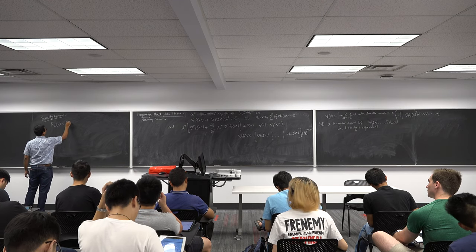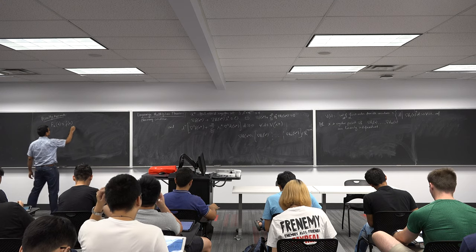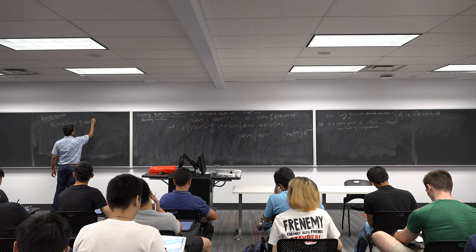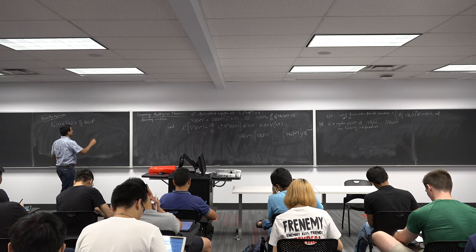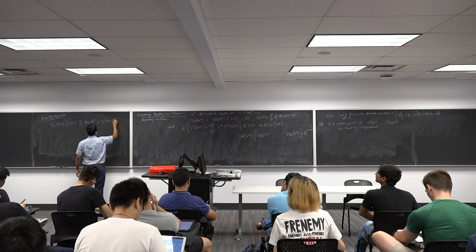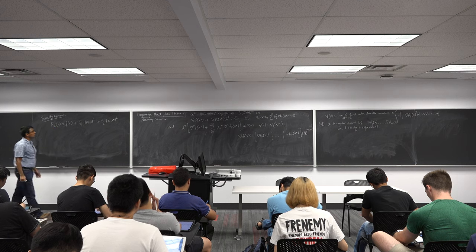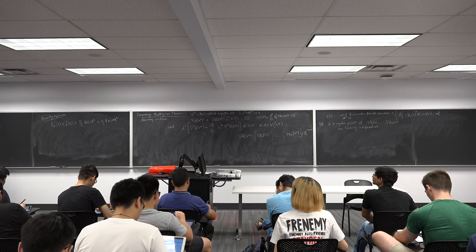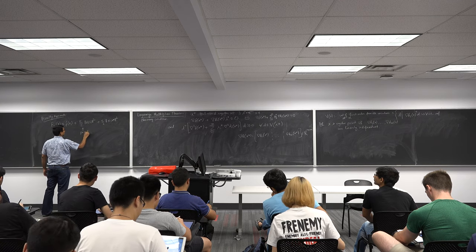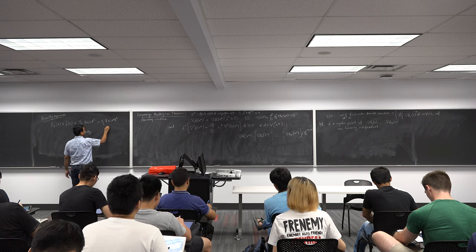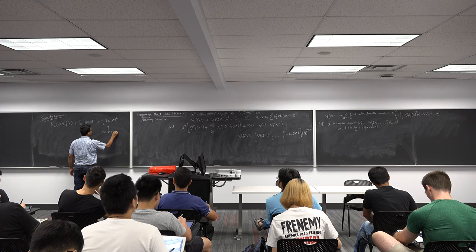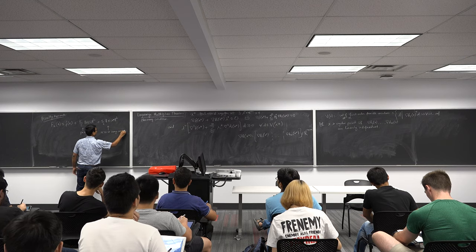So I'm going to define f_k of x as f of x, which is my original objective, plus k over 2 norm of h of x squared. That's my penalty term, plus alpha over 2 norm of x minus x star squared. All of these norms are two norms. So this is my penalty. Alpha greater than 0 implies strong convexity.